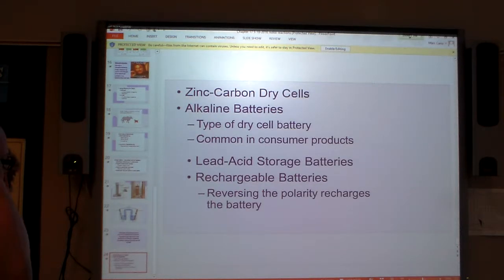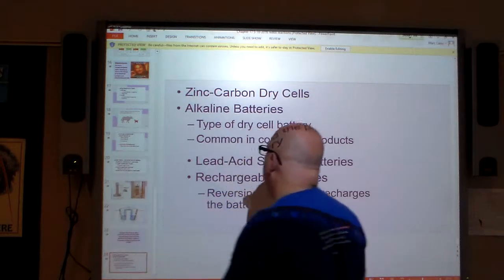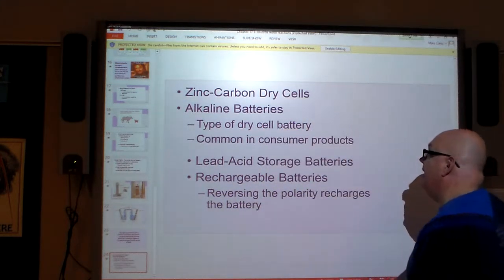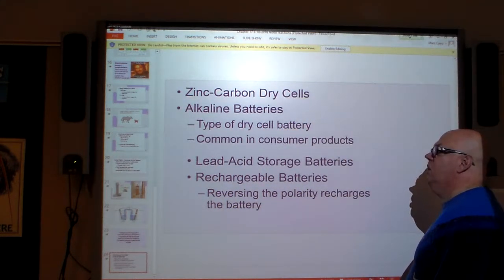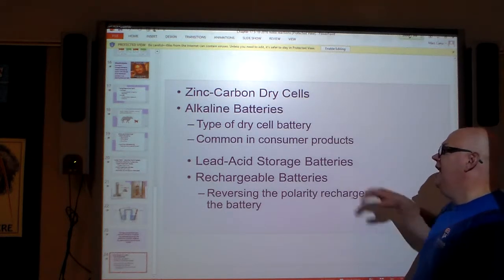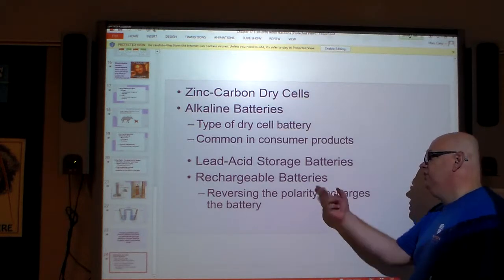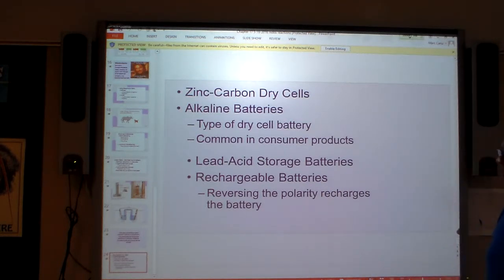Zinc-carbon dry cells, alkaline batteries. This is what we're familiar with, a type of dry cell battery. It's a zinc-carbon deal, common in most consumer products. Lead-acid storage batteries are like rechargeable batteries. Reversing the polarity recharges the battery.